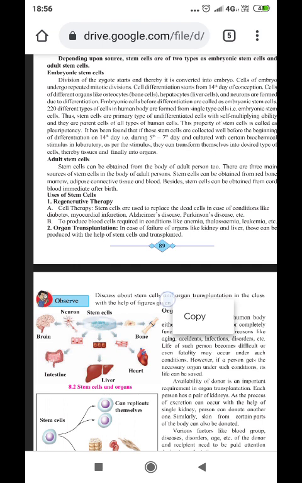Cell differentiation starts from the 14th day of conception. Cells of different organs like osteocytes, bone cells, hepatocytes, liver cells, and neurons are formed due to differentiation. Embryonic cells before differentiation are called embryonic stem cells. 220 different types of cells in the human body are formed from a single type of cell, that is embryonic stem cells.